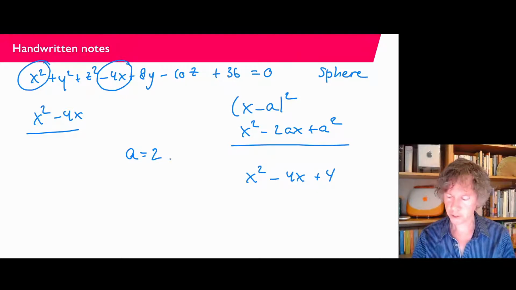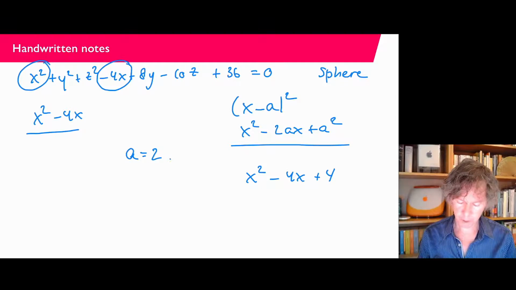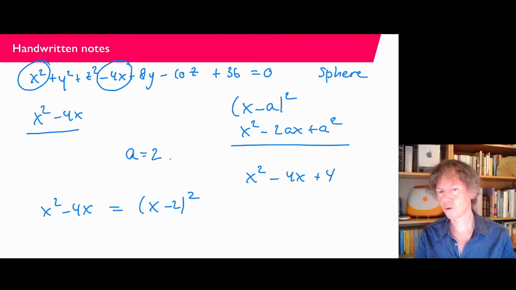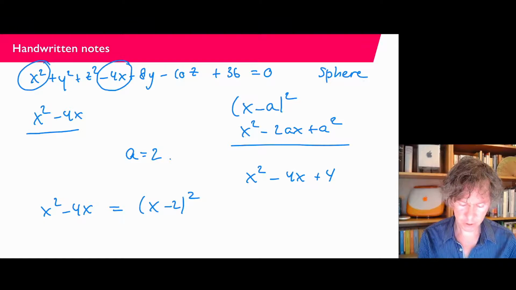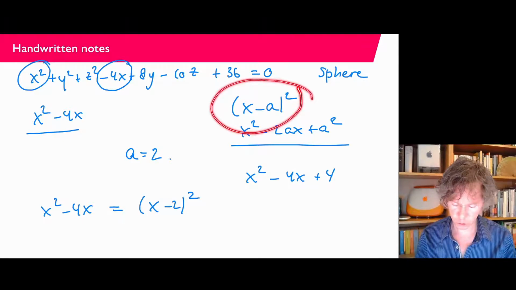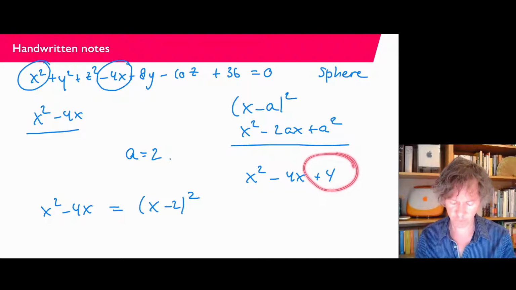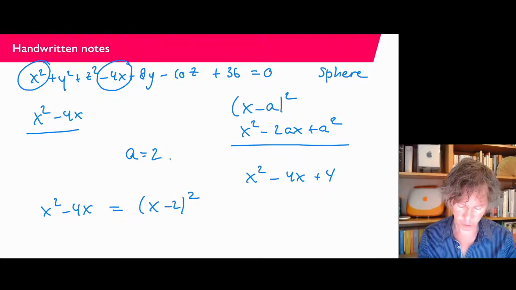So what you see is that apparently x squared minus 4x, that is the same as (x minus 2) squared. Well, almost, because here, if I start with (x minus 2) squared, I get an additional plus 4. So if I subtract that, then they are the same.